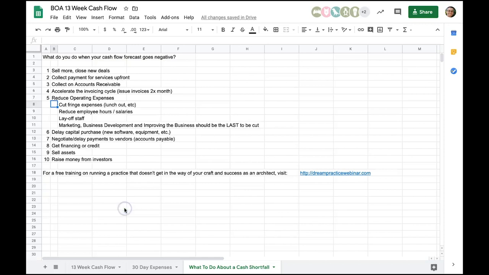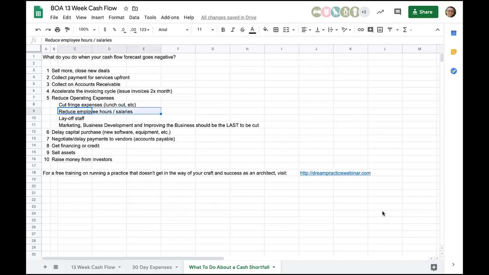So first of all, you want to cut out the fringe expenses, going out to lunch, having massages for everyone in the office, you know, the gym memberships. That's going to get axed if we're finding out that we're running out of cash. Next, we want to reduce employee hours and salaries.